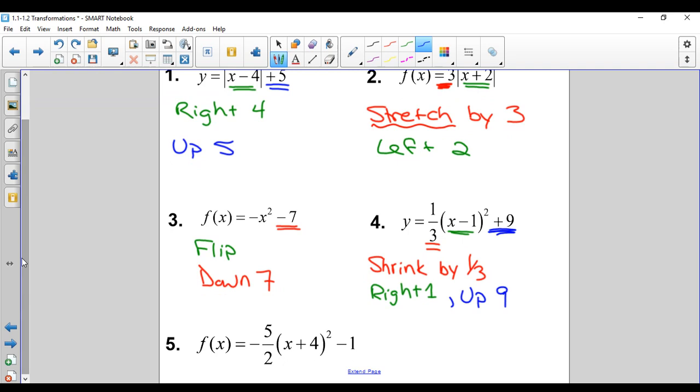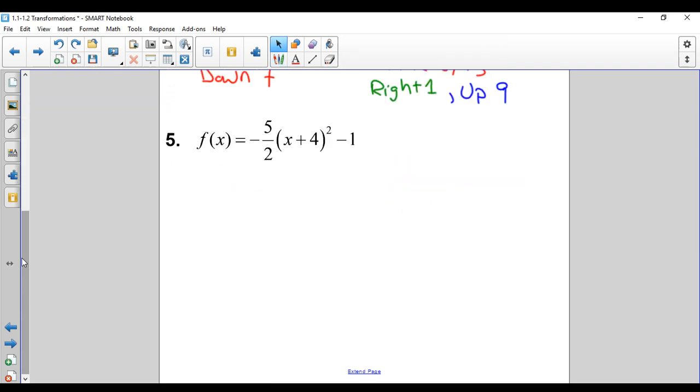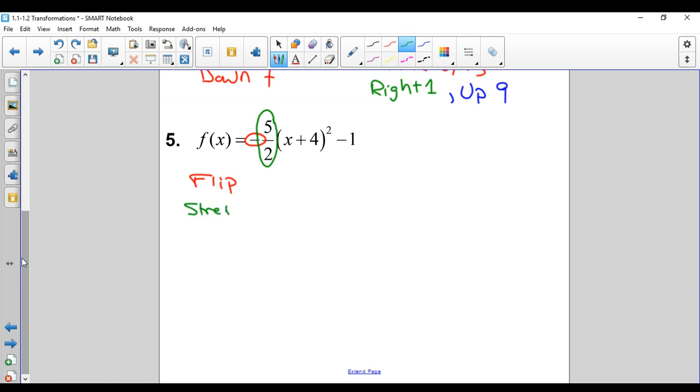Last one. This one's literally got a little bit of everything. So left to right. First thing I see is a negative. All that does is flips it. Next, I focus on 5/2. Now, careful here. I'm trying to trick you, and I'm doing it on purpose. 5/2 is a fraction. But that 5/2, that fraction is bigger than one whole value. So it's bigger than 1. So that actually is going to be a stretch by a factor of 5/2. So keep that in mind.